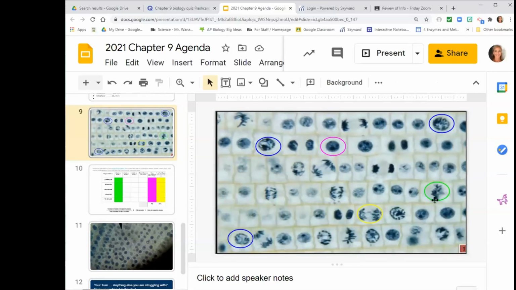Chromosomes lined up dead in the center, that's going to be metaphase. How many do you see that look like metaphase? Count those up and write them on the data table. Anaphase: chromosomes are starting to be pulled apart to various extents. How many do you count to be anaphase?